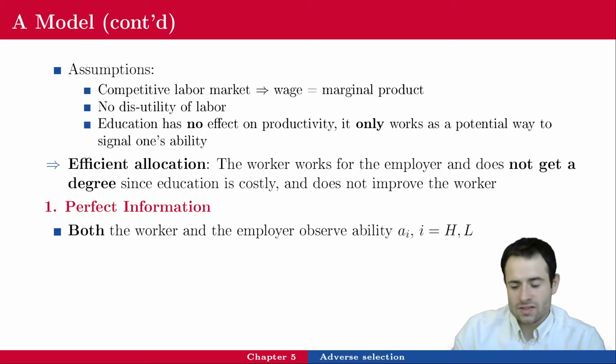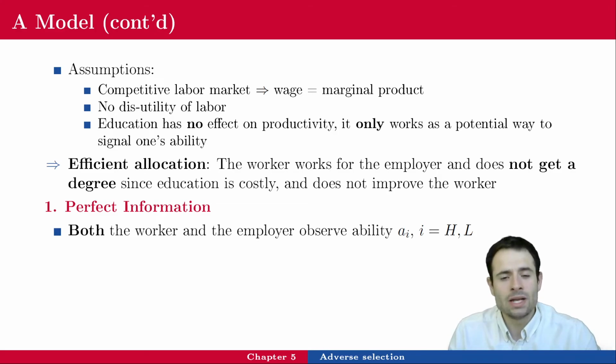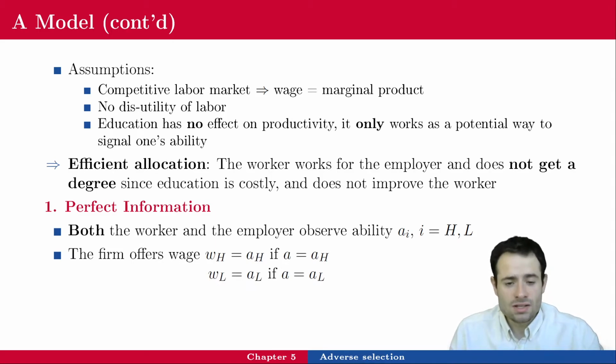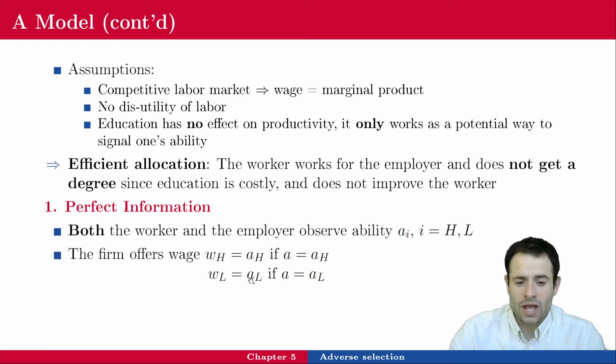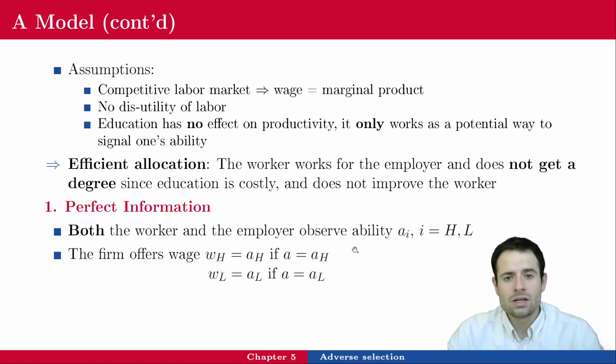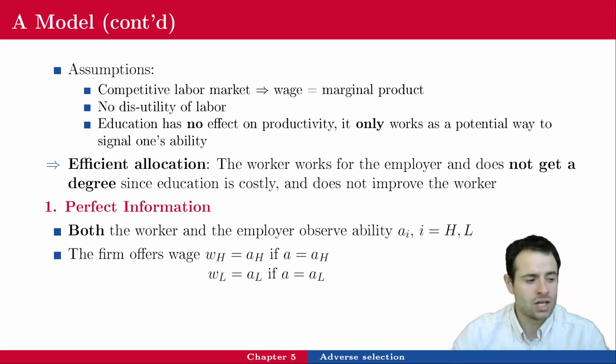So let's go to the perfect information case. Both the worker and the employer know the ability of the applicant, of the worker, AI. So the employer can observe whether the applicant is highly productive or not. So he can propose a wage according to their productivity, because this is what is being observed. So he is going to propose a wage equal to AH if the worker is a highly productive worker, because of the first assumption, labor market being competitive, the wage is equal to the marginal product of labor. And if he is facing a low productivity worker, then the firm will propose a wage equal to AL.